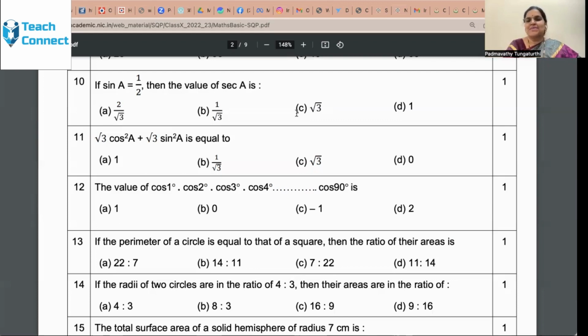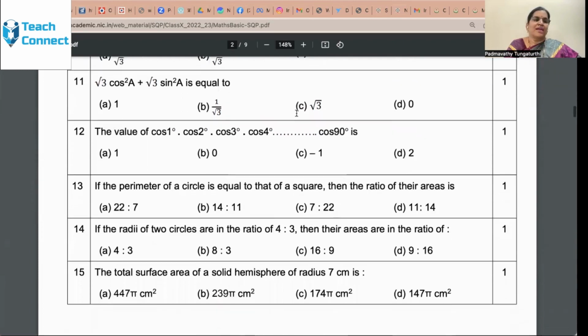Now, what is root 3? What strikes their mind when it is root 3? What in terms of tan and cot? Ask questions. One question shouldn't be left just like that. Many questions should be framed from that.